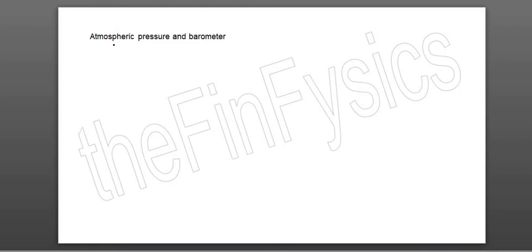The next part is atmospheric pressure and barometer. So a barometer is a device used to measure atmospheric pressure. Atmospheric pressure is the pressure exerted by the envelope of air around you. Okay, and the value comes out to be normally 1 into 10 raised to 5 Pascal. Okay, now what's a barometer?